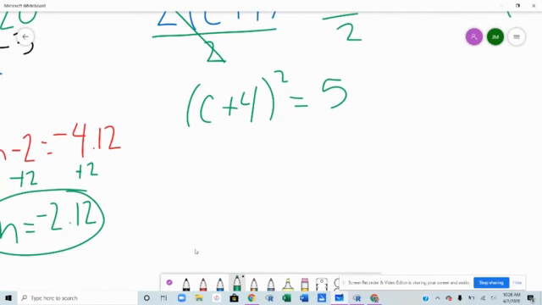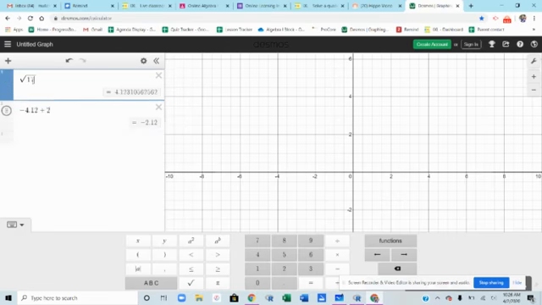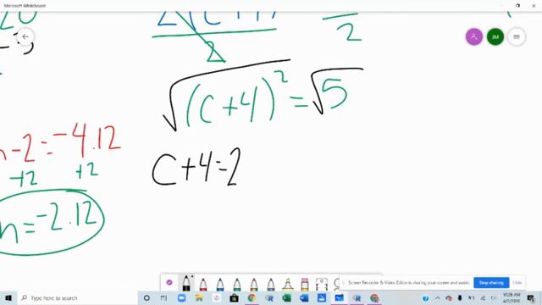After your multiplication or division, you would get rid of your exponents. I have a squared, so here's where I'm going to square root both sides. Leaves me with c plus 4 equals. Need to go find the square root of 5. It is 2.2, or, because that 6 rounds it up, so 2.24, or take your c plus 4, but now it equals negative 2.24.